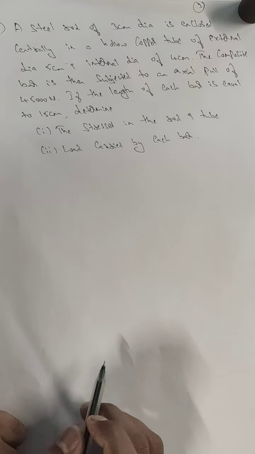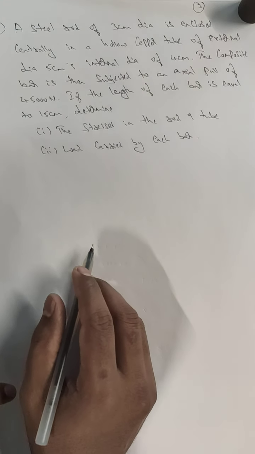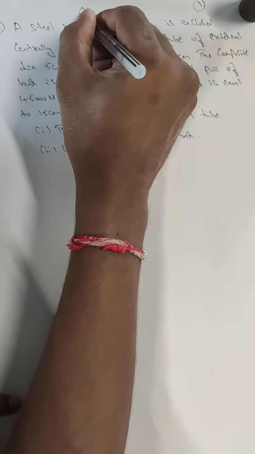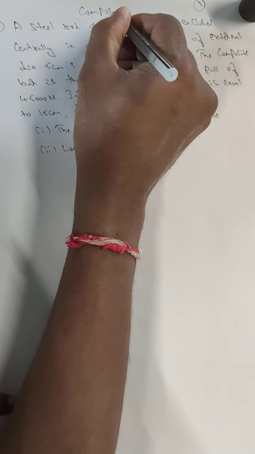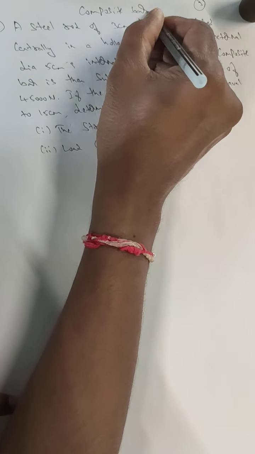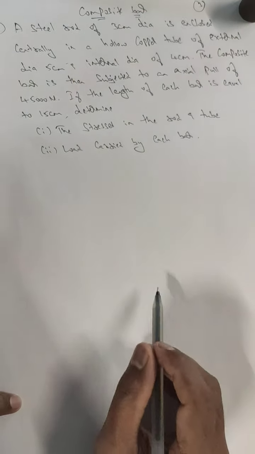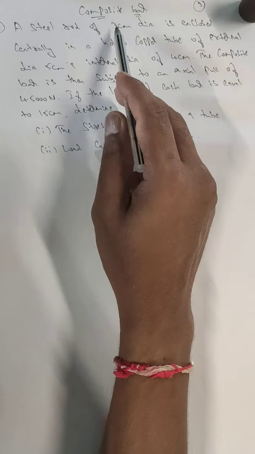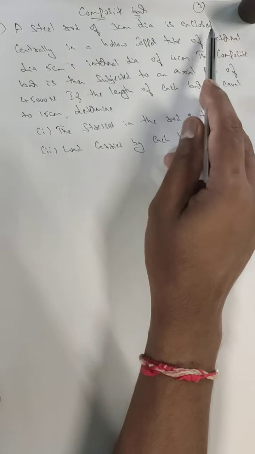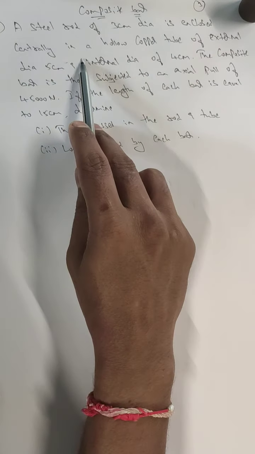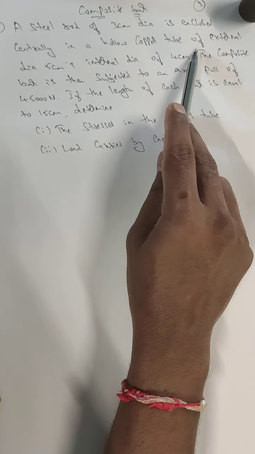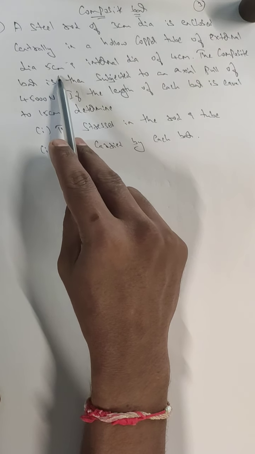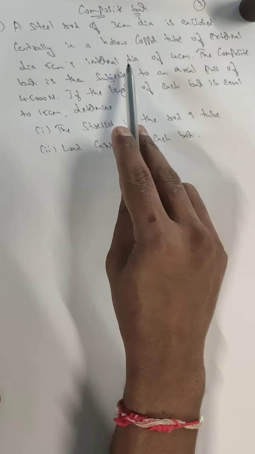Hello friends, now let us go with one of the problems on composite bars. So this is a composite bar problem. I'll just read it. A steel rod of 3 centimeter diameter is enclosed centrally in a hollow copper tube of external diameter 5 centimeter and internal diameter of 4 centimeter.